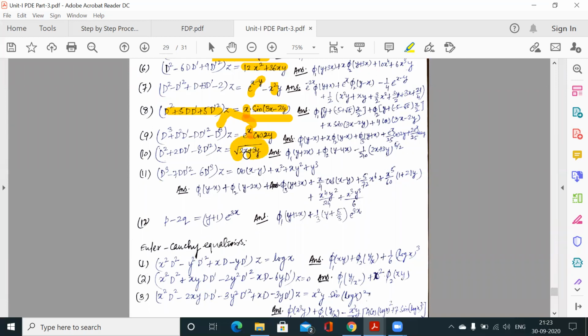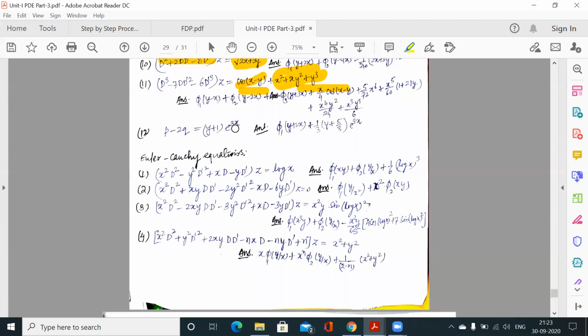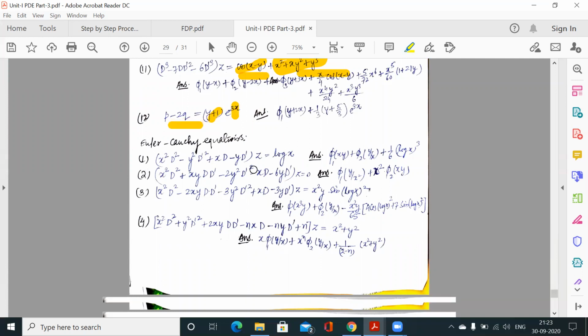This is a function of ax plus by type question. This is 2x plus 3y to the power 1 by 2. So this is a function of ax plus by, and we can solve using that case. This is a cos function, and this is a polynomial. So there are two cases, the cos and the polynomial case. Here either you use exponential into function or directly use the formula method.